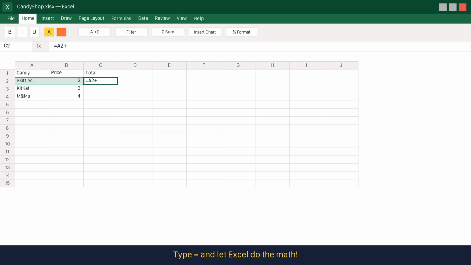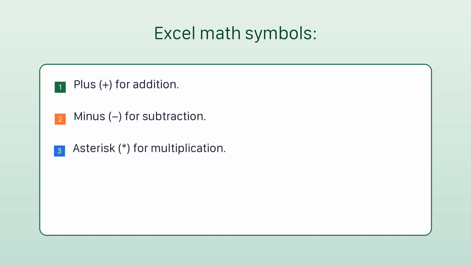You can use plus, minus, times. That's the asterisk. And divide. That's the slash. 4 math symbols you'll use forever. Plus, minus, asterisk for times, slash for divide. They work just like a calculator, but on your data.